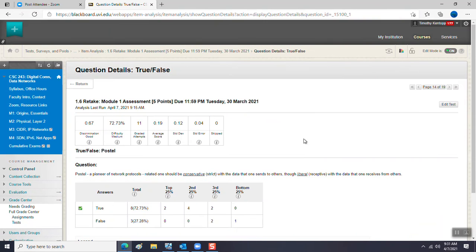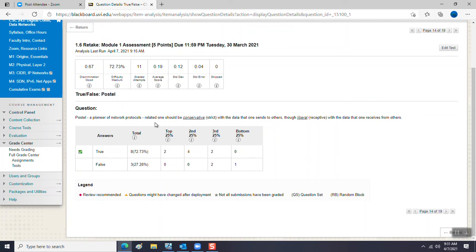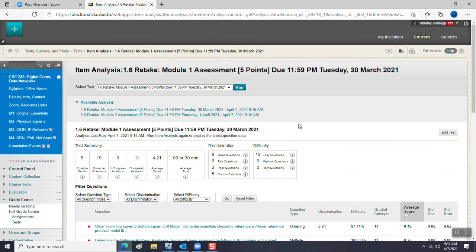Postel. Postel, a pioneer of network protocols, related one should be conservative or strict with the data that one sends to others, though liberal or receptive with the data that one receives from others. This is correct. If that's reversed, then you have misfires with communications. You have unreliable communications. So that's what Postel related. In fact, that's pretty much the statement of his paradigm or his concept.